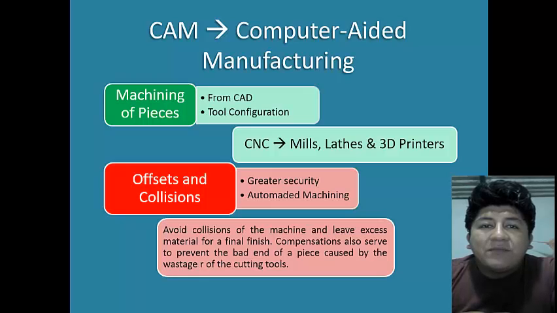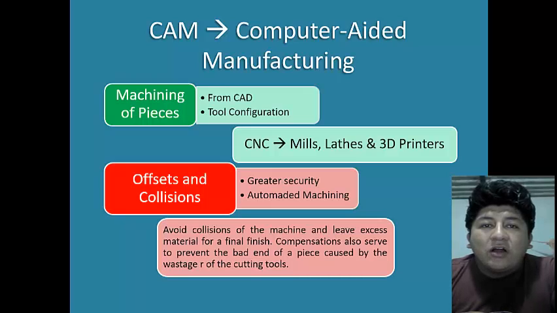CAM design software is used to generate machining trajectories based on a CAD design. This means that we can manufacture any CAD design. There are several automated machines that specialize in manufacturing, such as CNC mills, CNC lathes, 3D printers, etc. The most used software for this purpose are Fusion 360 and Mastercam.